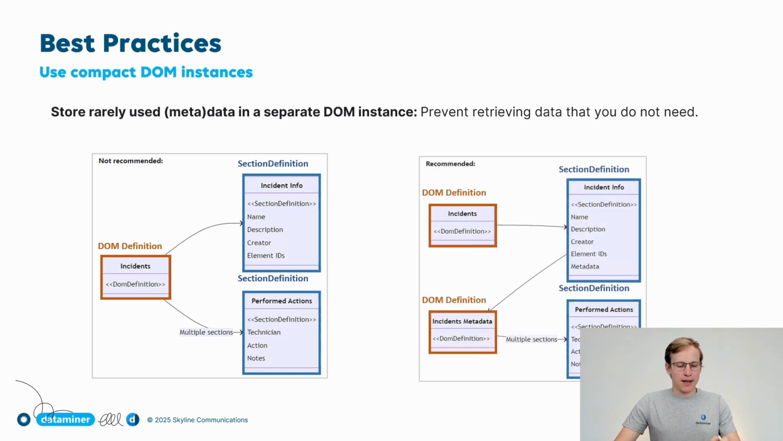Instead of having those multiple sections being part of your incident, you can actually have a separate DOM definition, a separate model that will store those actions. So the incident itself won't contain the incident metadata, but it will have a pointer to it. It will have a DOM instance field descriptor that points to the incident's metadata DOM definition, and that will then contain all the different metadata instances.